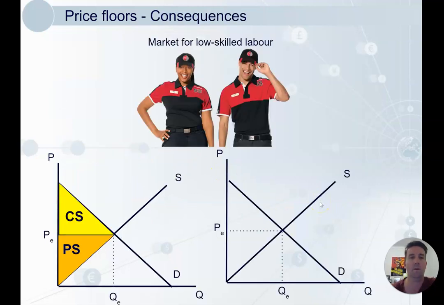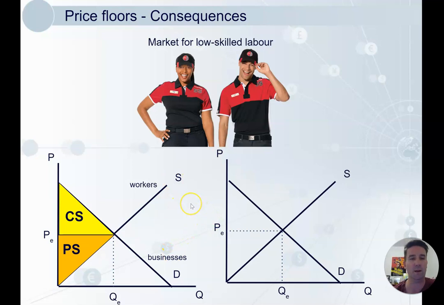Okay. We're going to look at the most common market where we see price floors, and this is the market for low skilled labor. This is the minimum wage. Now, the minimum wage market is a little bit different. Suppliers are the workers. The workers are the ones who are supplying their labor. The businesses are the ones who are demanding labor. They're buying the labor. So it's a little bit different, so we'll just keep that in mind.